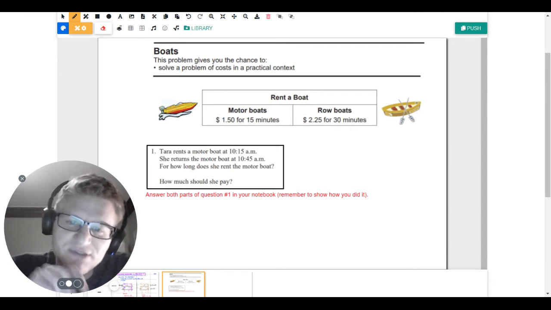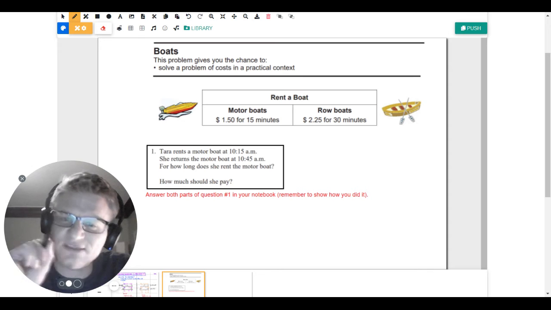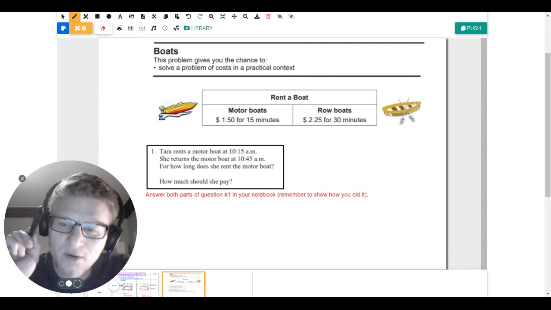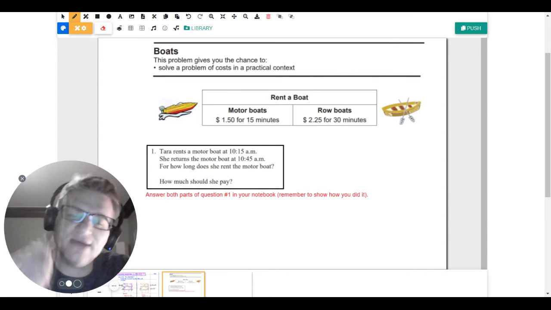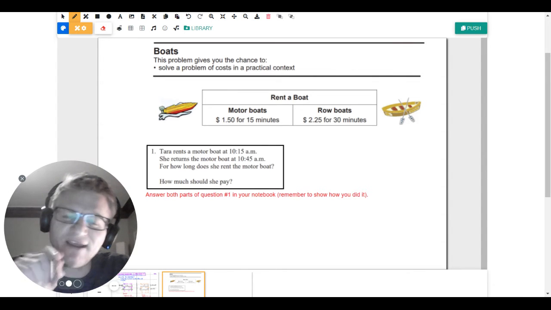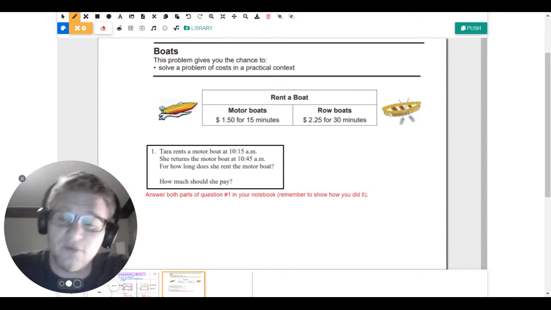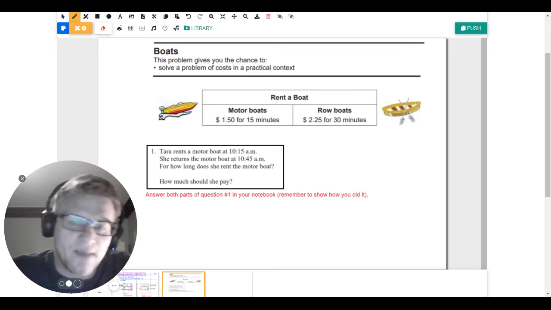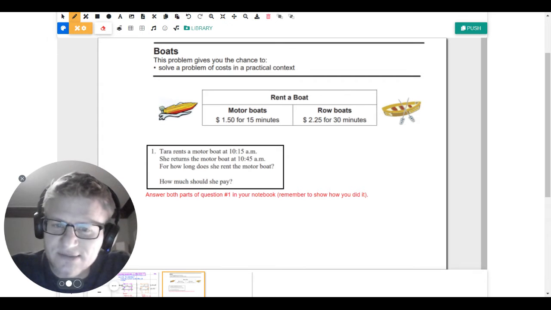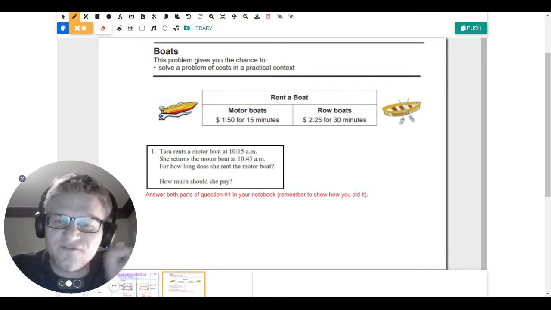So the motorboats are $1.50 for 15 minutes. Once again, no way. However, we're going to go with it. $1.50 for 15 minutes. If I could get a boat for $1.50 for 15 minutes, I think I'd just keep it. I would rent it forever. I'd be like, I just have a boat now, because that's probably cheaper than actually buying a boat. Renting it for $1.50 for 15 minutes, that's a really good price. Okay, I digress. $1.50 for 15 minutes.